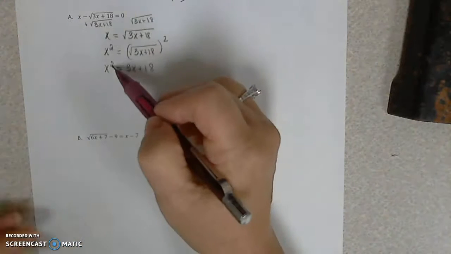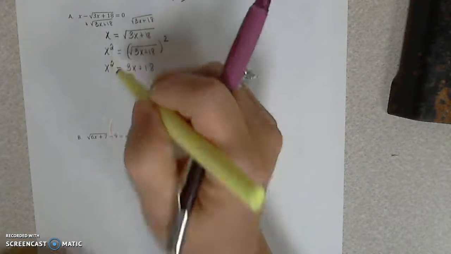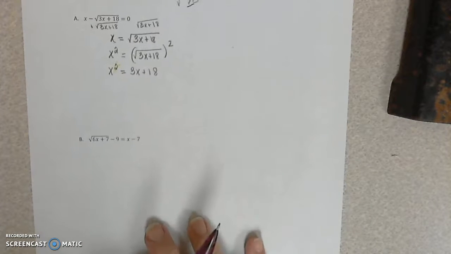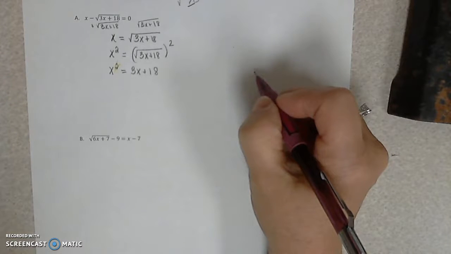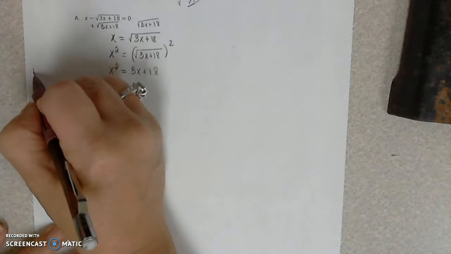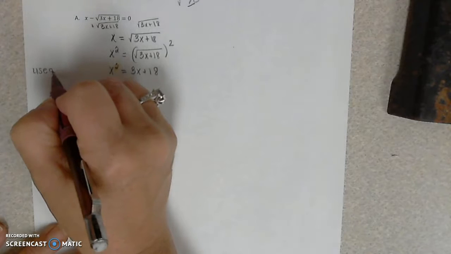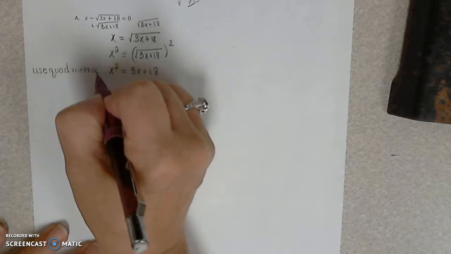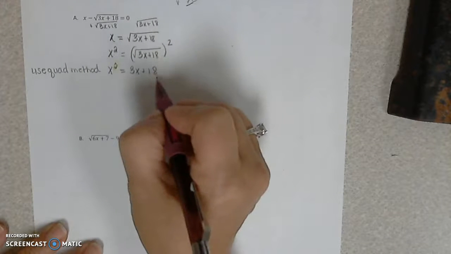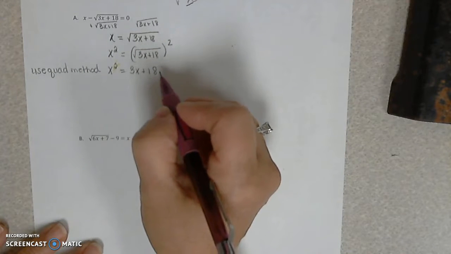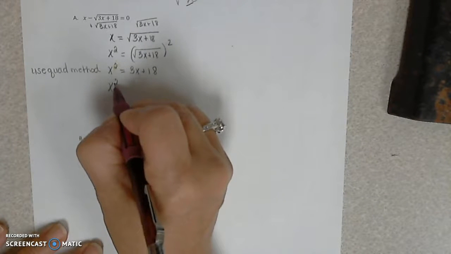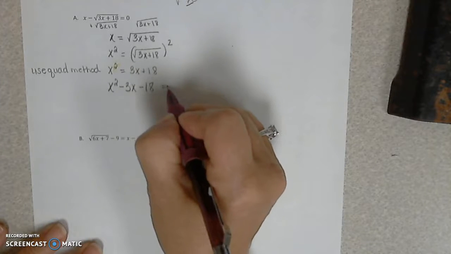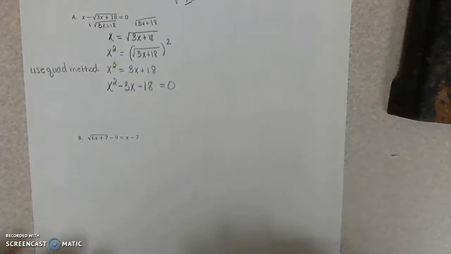Now it looks like a quadratic because of this x squared. Remember the easiest method to solve a quadratic equation? Set it equal to 0. So here you would use a quadratic method. We could subtract 3x and subtract 18. So x squared minus 3x minus 18 equals 0. Everything's on one side.